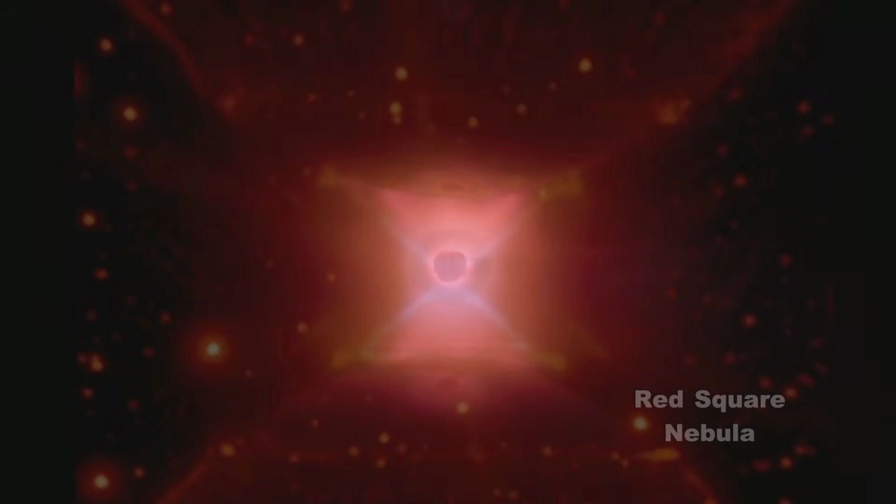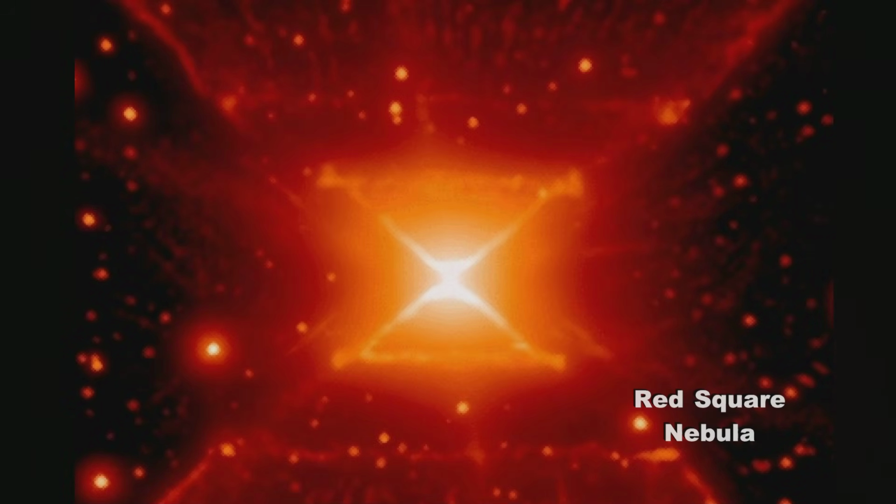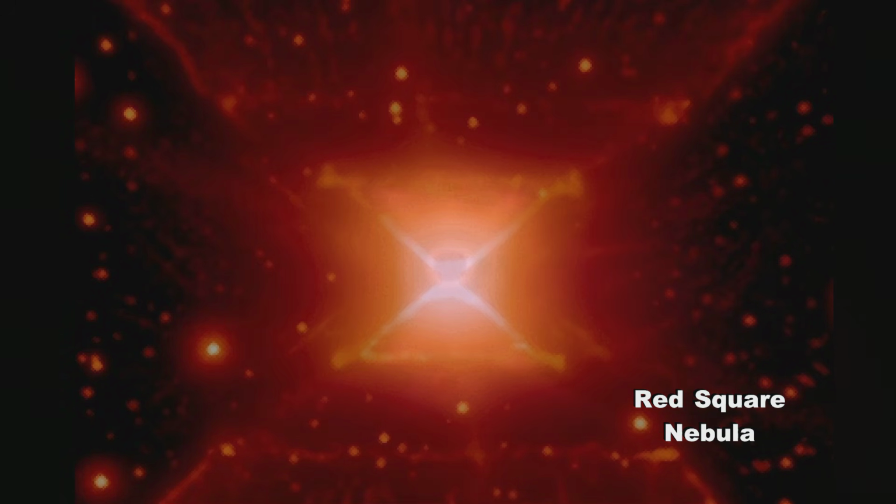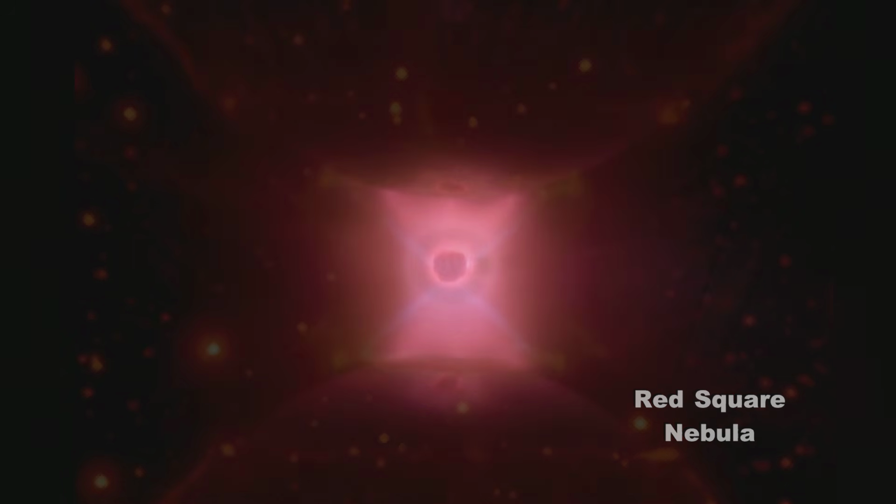By adjusting the exposure settings on the camera, an X-shaped pattern is revealed between the magnetic field emitters that is amazingly similar to the shape of the red square nebula. You can even see the bowl shape of the magnetic fields in the red square nebula.